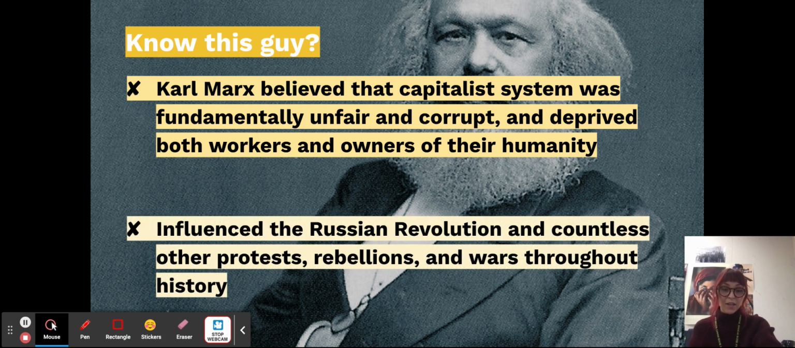And in this, he basically argues for a communist society where there are no more social classes. And this influenced events like the Russian Revolution, which took place during World War I in the early 1900s. It was when the Russian people rose up against their leader, and Lenin took charge, and they had their first communist system. And it also led to many other protests, rebellions, and wars throughout history.